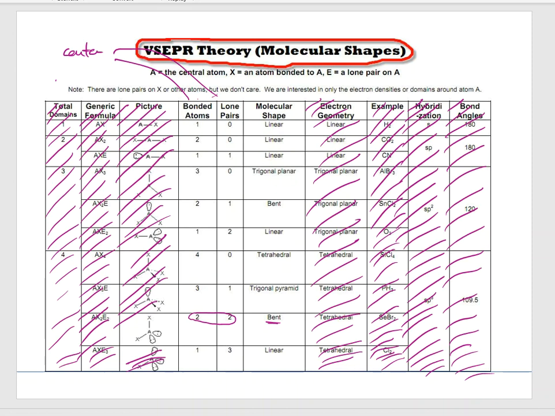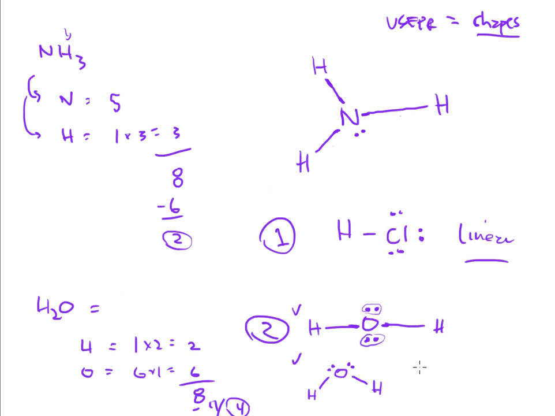But if they do want to talk about electron geometry, then that's the shape name that you're going to be after. All right? So let's look at our other one. This one we know now is a bent molecule. Hydrochloric acid is a linear molecule, or hydrogen chloride.